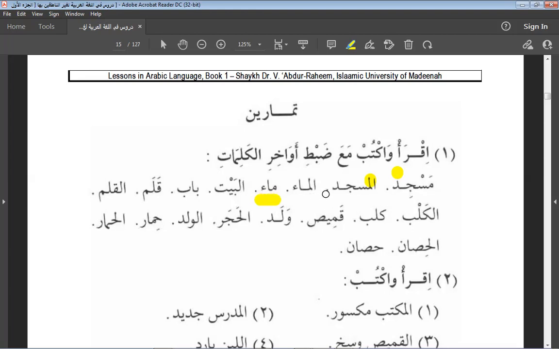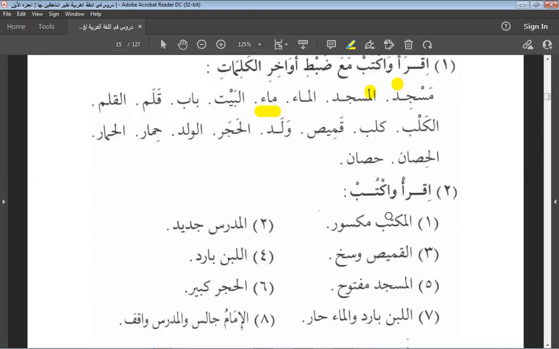Okay, so that is what this assignment requires from us. We have al-baytu, and then we have ba-bun, qalamun, al-qalamu. So you see, where it does not have alif al-lam, you give it the double vowel. Where it has alif al-lam, you give it one dhamma. You just give it one vowel. Okay. So that is that for the first assignment.